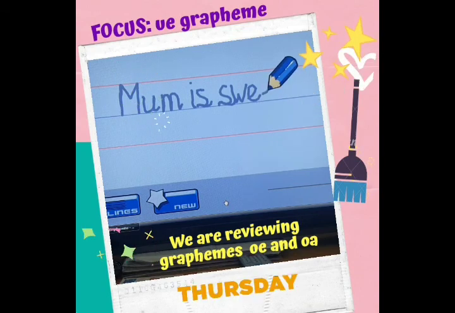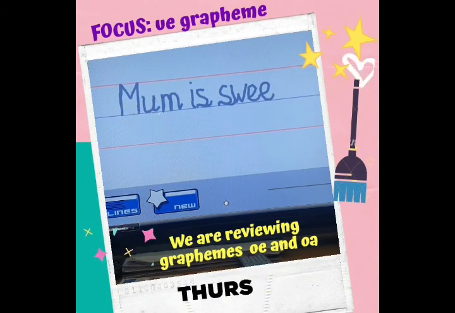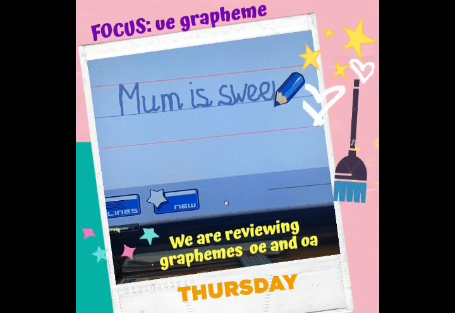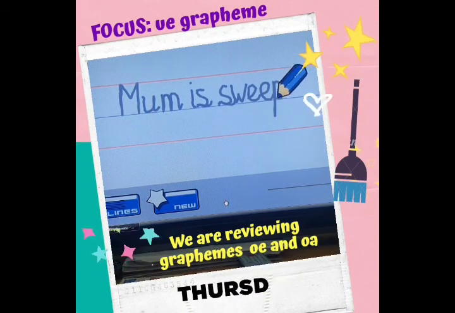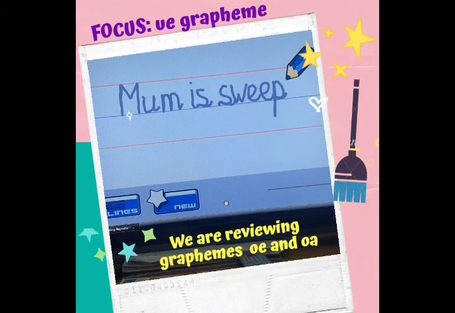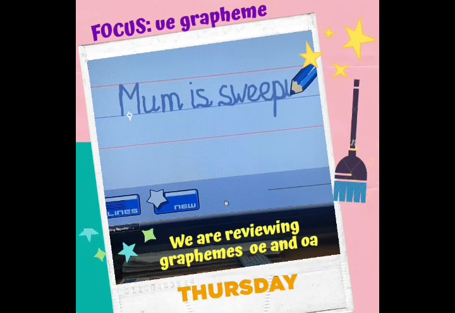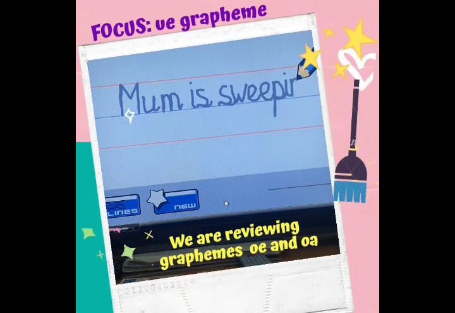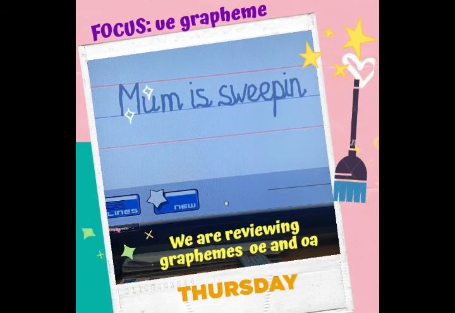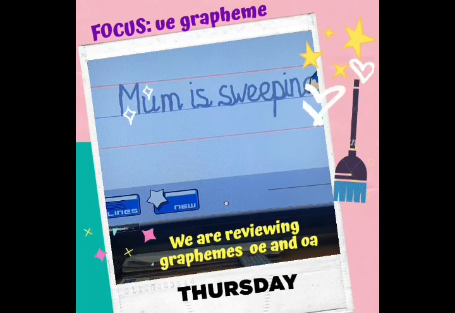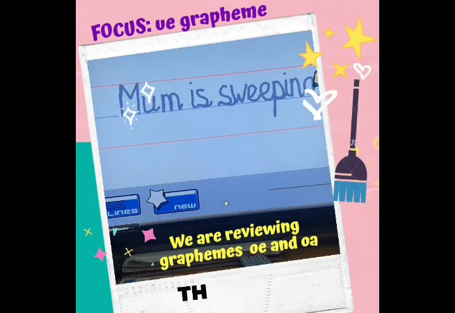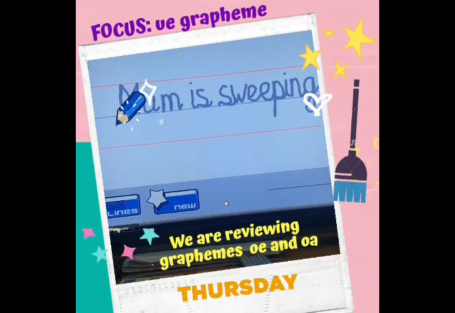Sweet. We've got a P after our long E. Mum is sweep. And then we've got a suffix at the end of sweep. Ing. So our I sound and then ng. There we go. Notice the way the letters are formed. So our halfway letters with the tail hangs below the line.